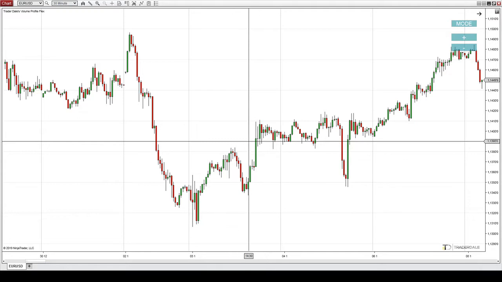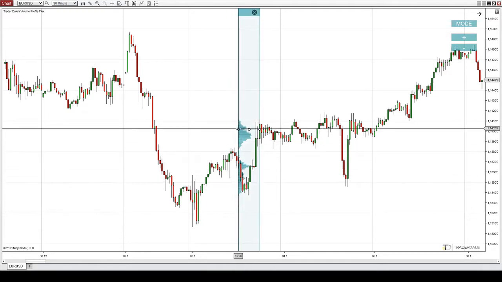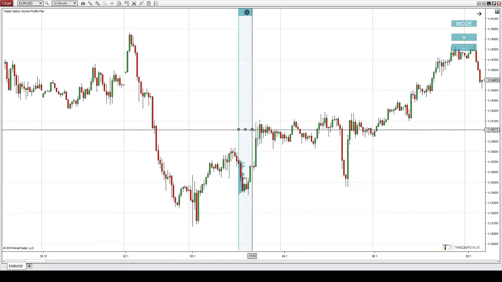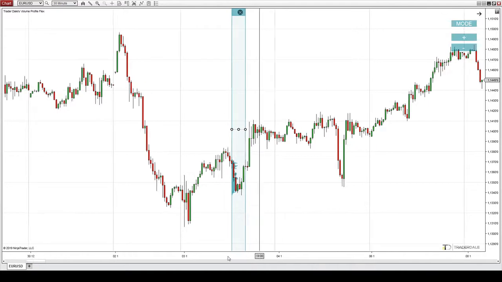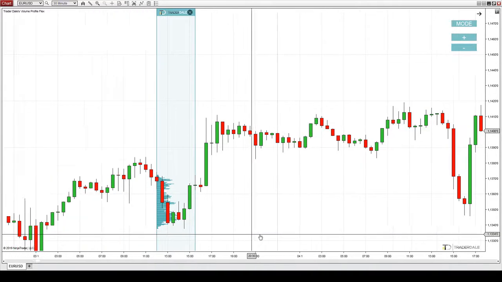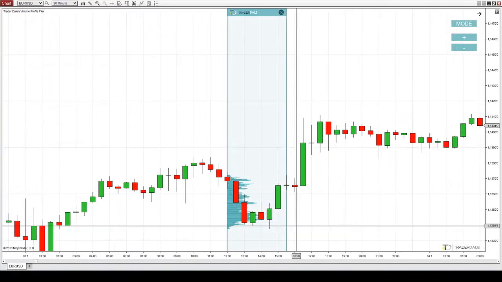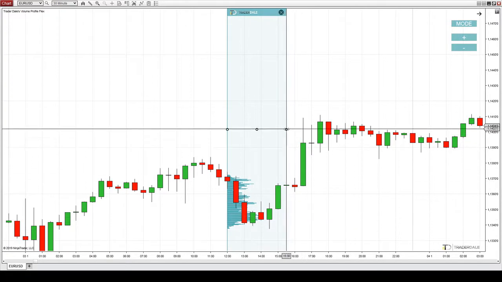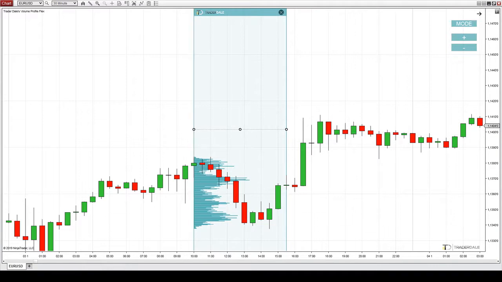The next rejection is this one. Let's move the profile over the rejection like this. And let's zoom it a bit so we can see where the volumes were the heaviest. Now, if you really zoom it, then you will see that the heaviest volumes are in here. Exactly in here.